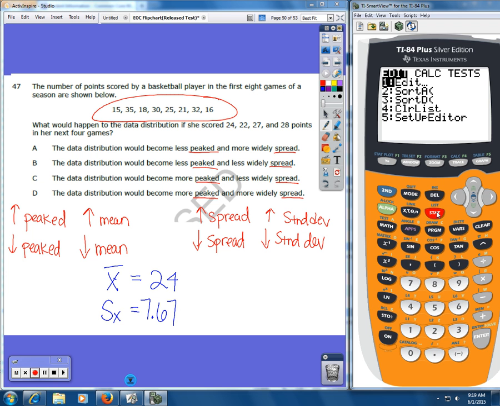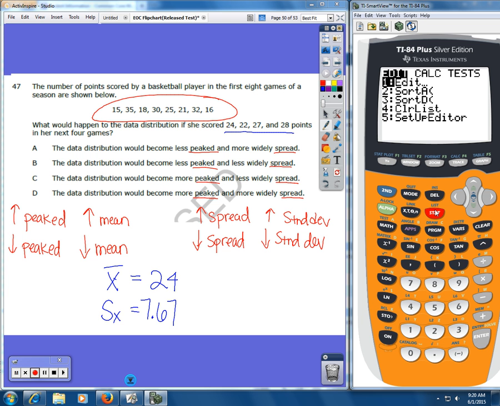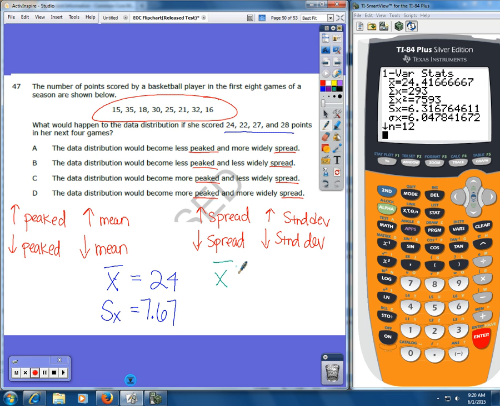Now I'm going to go back to Stat and Edit, scroll to the bottom of my list, and I'm going to enter in the additional data that they gave me. Okay, and at this point I will recalculate, so I'll go to Stat, Calc, and select number 1. All right, my new mean is 24.42. My new standard deviation is 6.32.